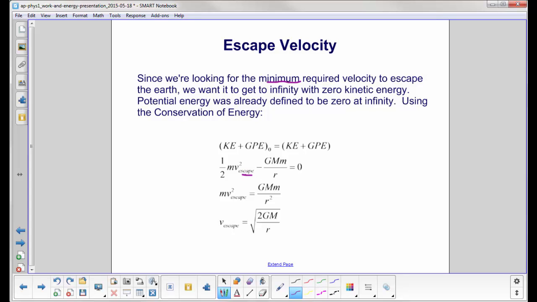Recall the graph, and please back up the slides if you'd like and look at the graph again. So your initial potential energy is negative here, negative GMm/r, and at infinity we want the kinetic energy and potential energy to be zero. We put this term on the right side, multiply through by 2, do a little more algebra, and we find that the escape velocity is the square root of 2 times the universal gravitational constant times the mass of, let's say, the Earth, if that's what we're leaving, divided by the radius of the Earth.